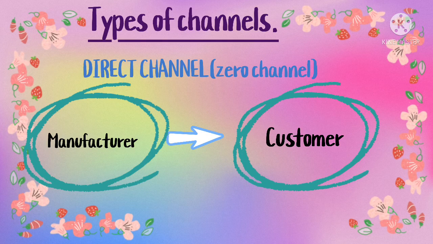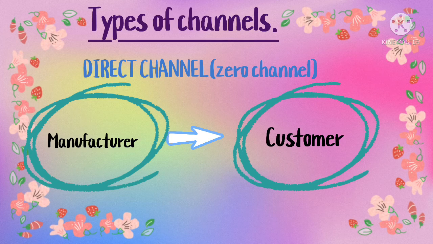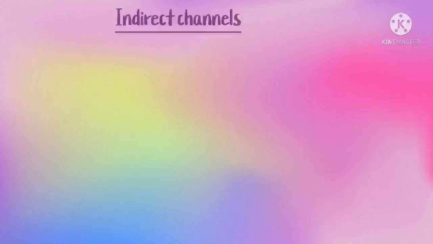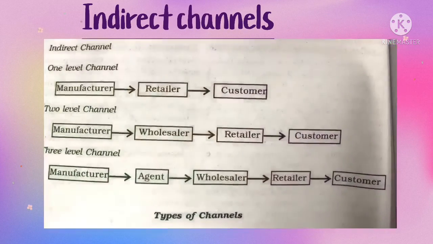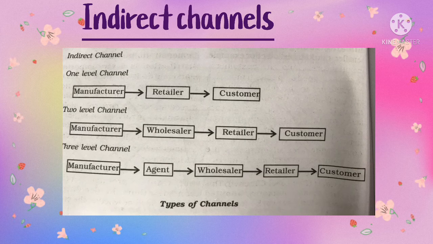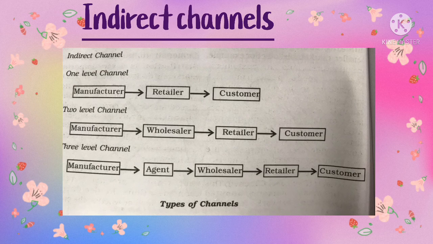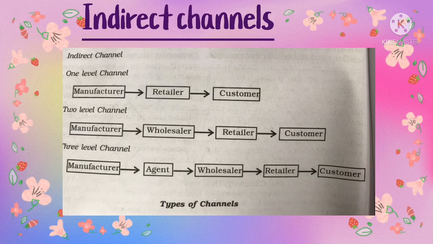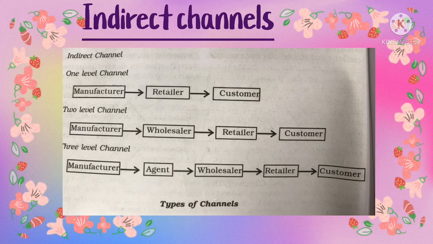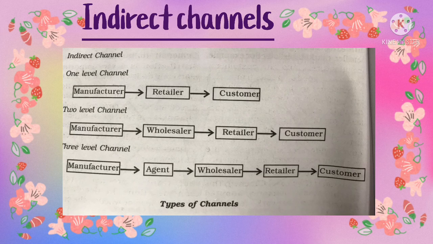Similarly, mail order selling, internet selling and selling through own sales force, all these are examples of direct selling or a zero level channel. The second is the indirect channels. Under this, there are three channels which we'll be discussing in detail. The first one is the one level channel. Under the one level channel there are the manufacturer, retailer and customers.